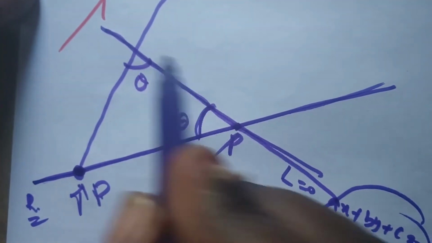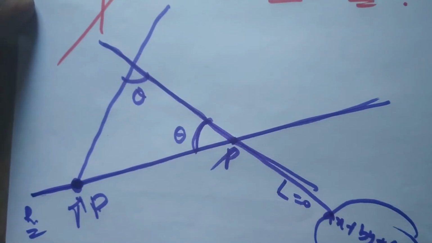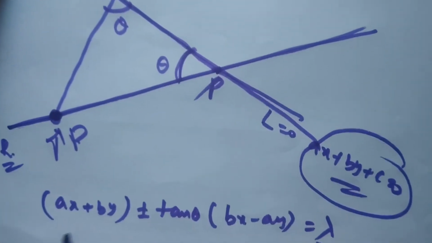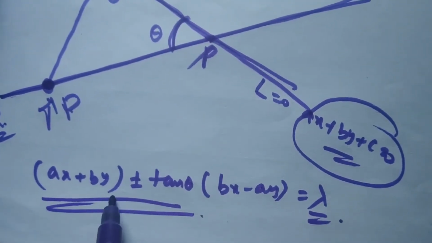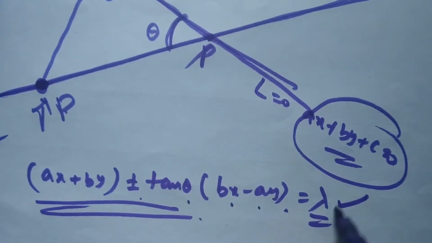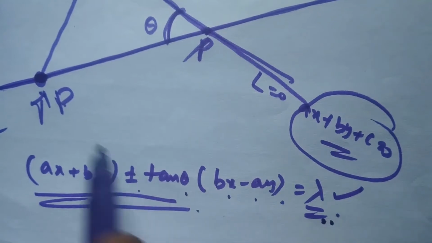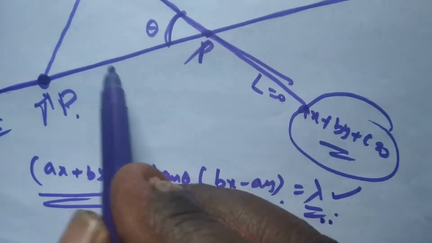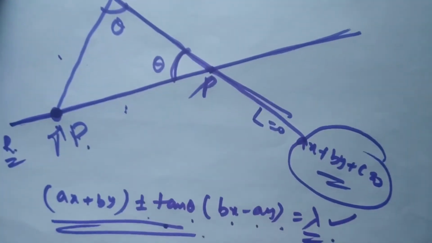So this situation is arranged as above. The equations are of the form ax plus by plus or minus tan theta into bx minus ay equal to lambda. Lambda is obtained by substituting the point here itself. We get two equations. Understand?